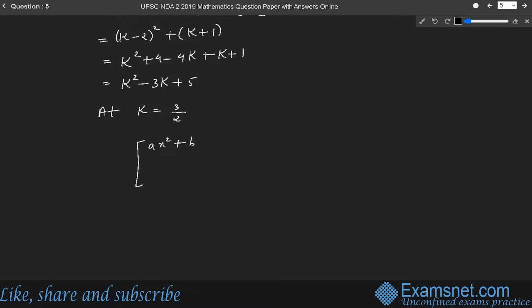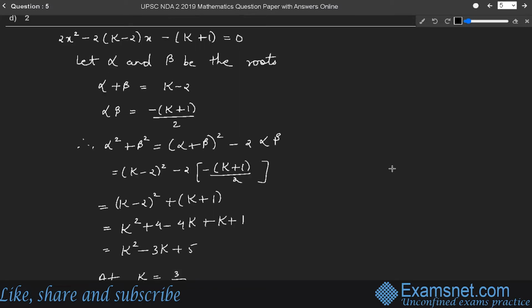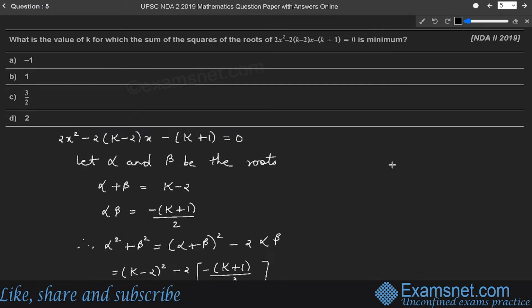ax square plus bx plus c. Minimum value here is when a is greater than 0 and x is equal to minus b upon 2a. So we can say that the minimum value here is at k equal to 3 by 2. Therefore, the correct option will be option number C here, which is 3 by 2.